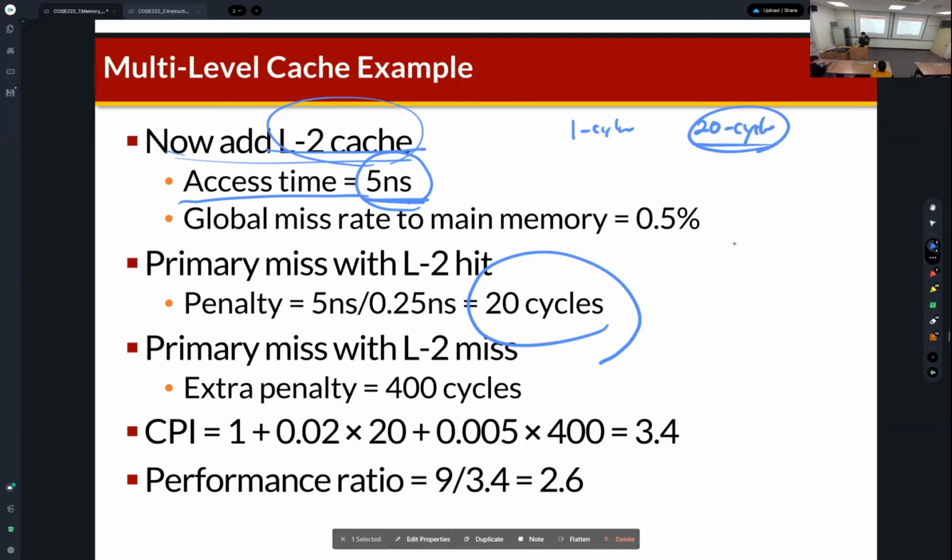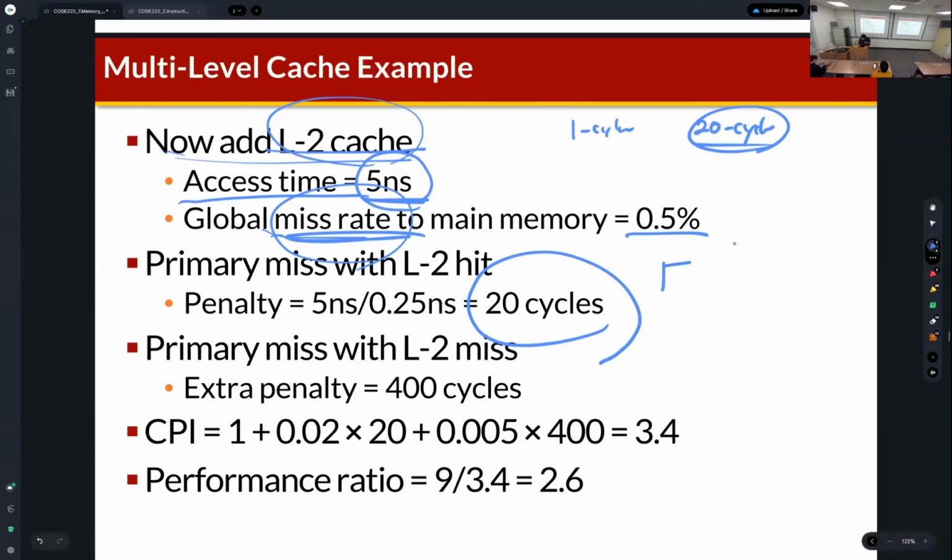But as I mentioned, the size of L2 is larger than the L1, so we can reduce the miss rate. Let us assume that the miss rate in L2 is 0.5%. So what is the miss penalty? This cache looks like this: this is the processor, now this is L1, and then L2, and main memory.